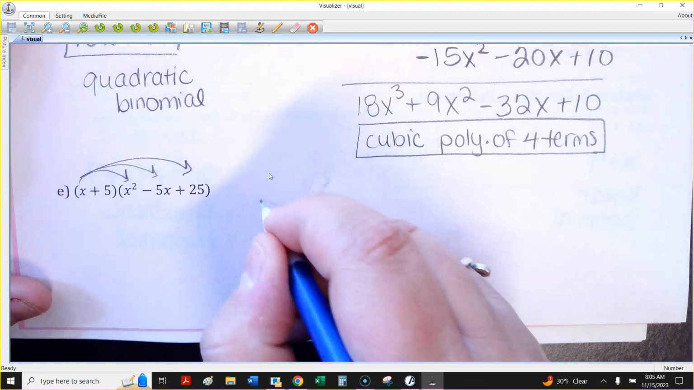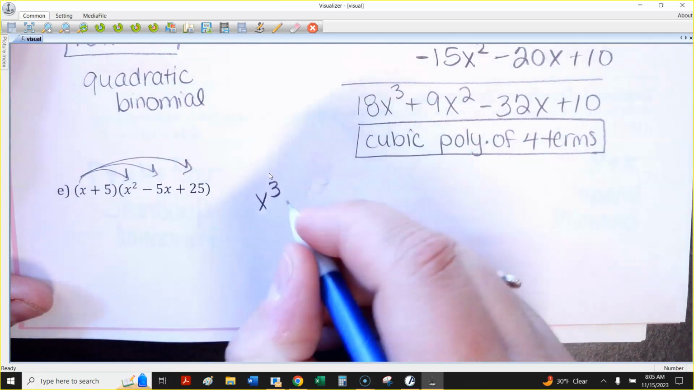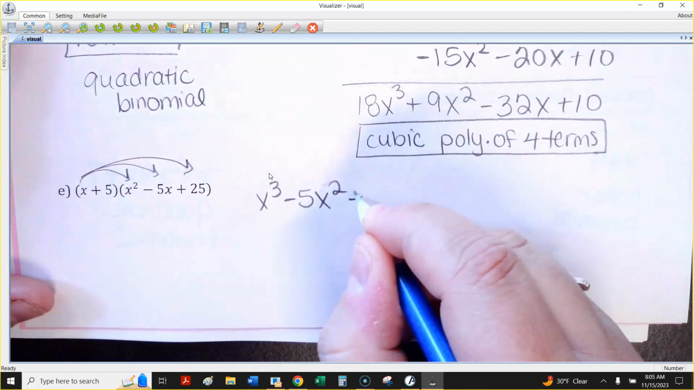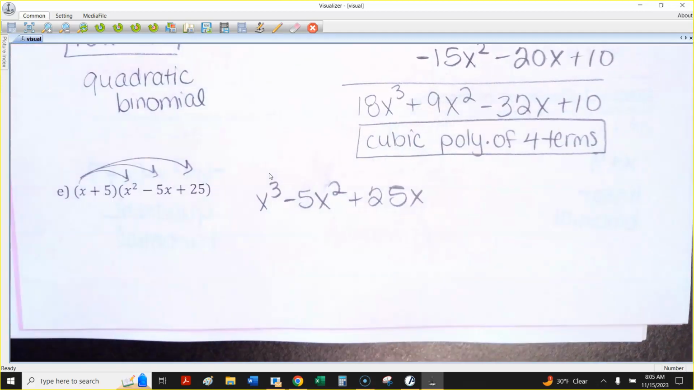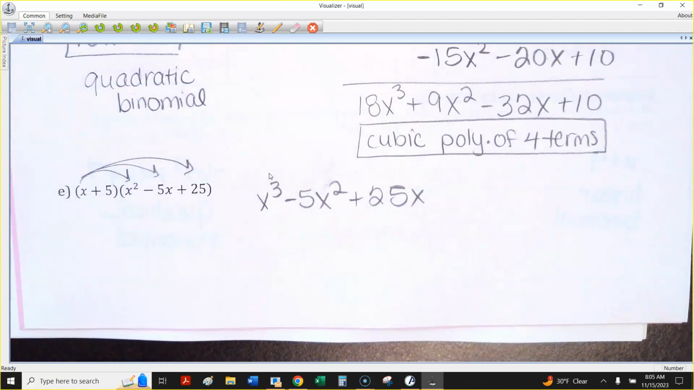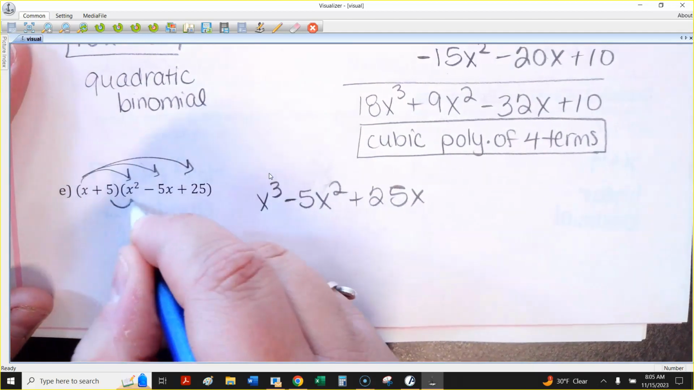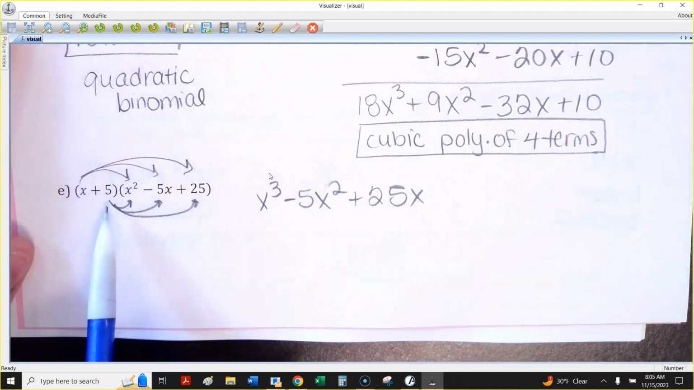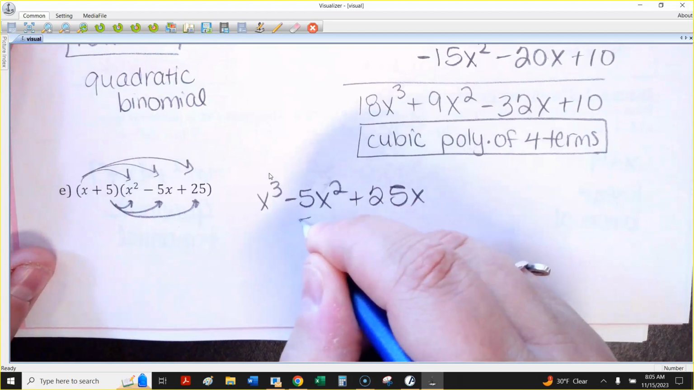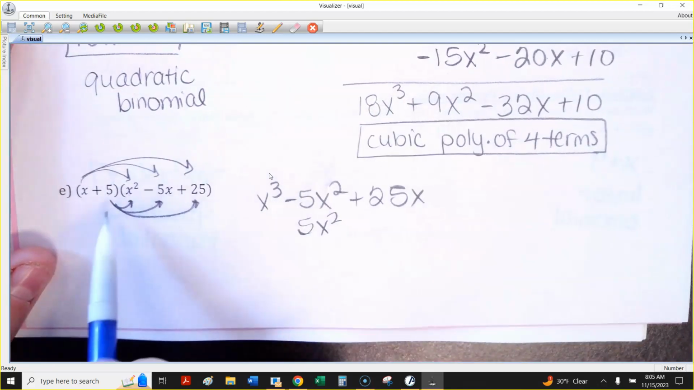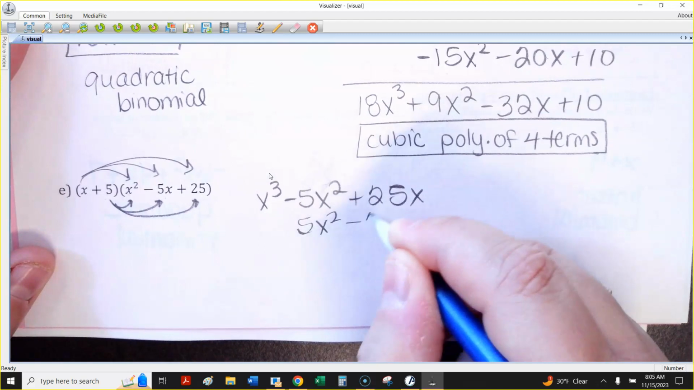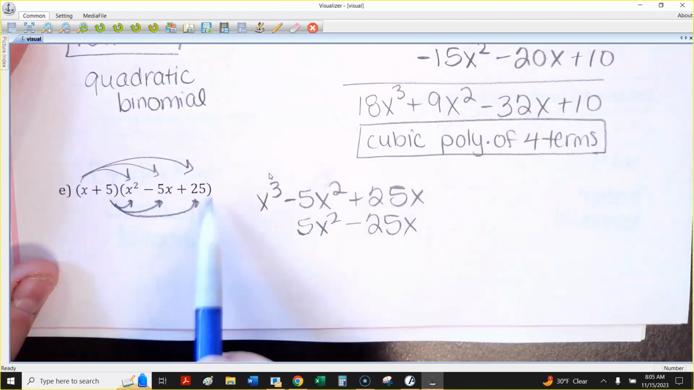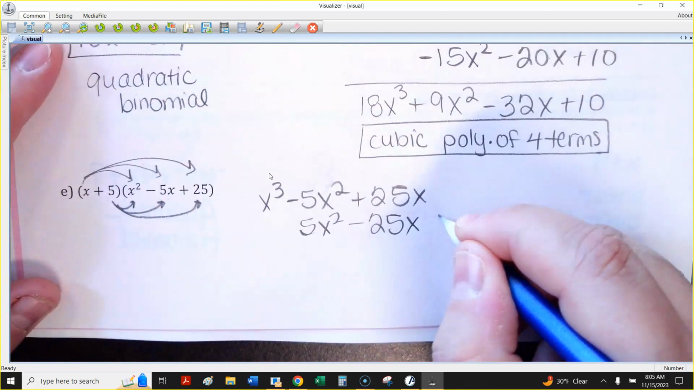All right, we're going to get x cubed. X times -5x would be -5x squared, and x times 25 is 25x. And then again, if I'm doing a problem like this, I just line them up vertically. So when I multiply everybody by 5, I'm just going to line up the like terms. So 5 times x squared would be 5x squared. 5 times -5x would be -25x. And then 5 times 25, you could grab your calculator, I just happen to know what that is. It's 125.